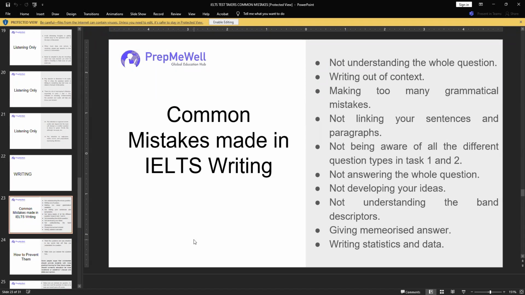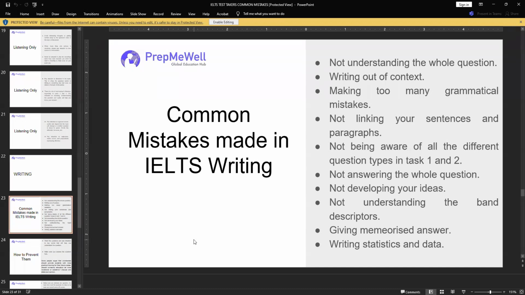Then another thing is not developing your ideas. I will show you an example of that. Then not understanding the band descriptors. Just like speaking, you also have to understand the band descriptors, what they would use to grade you. You can get the public band descriptors online, right? You can just type on Google, public band descriptors, you will get it, download the PDF, read it, make sure you understand them, okay?